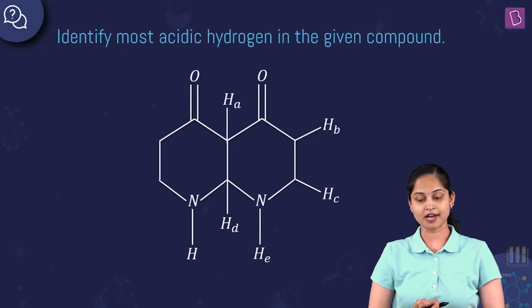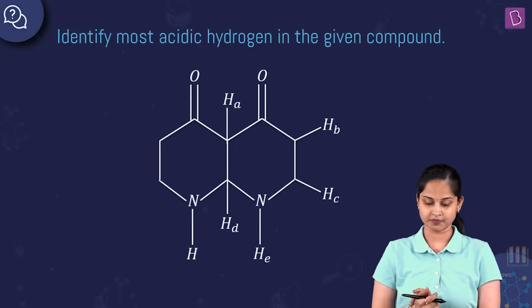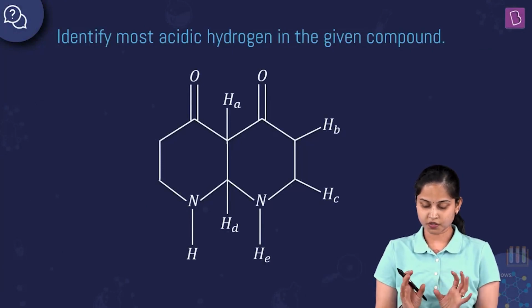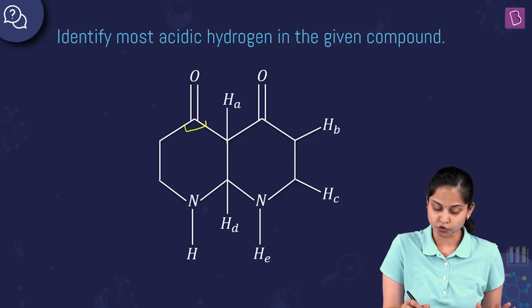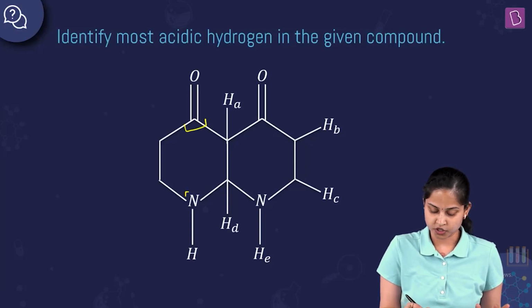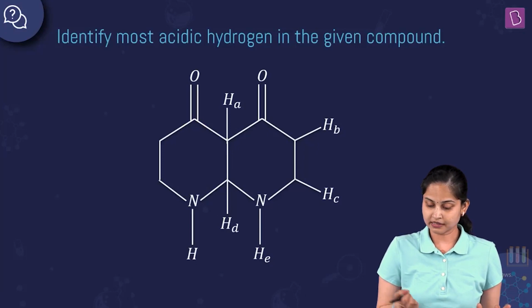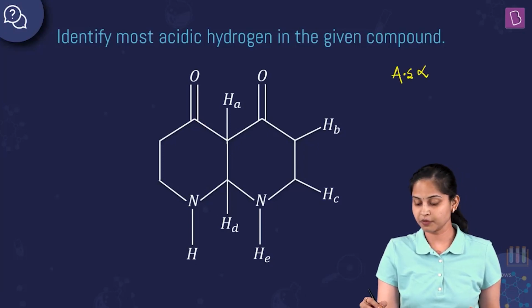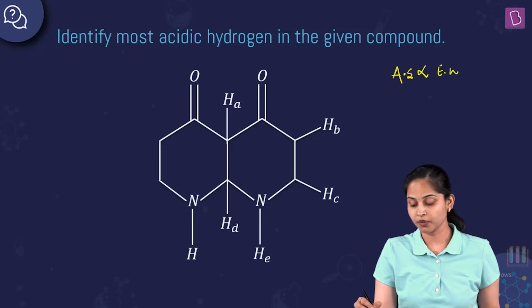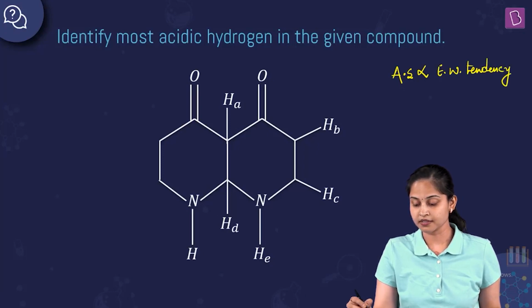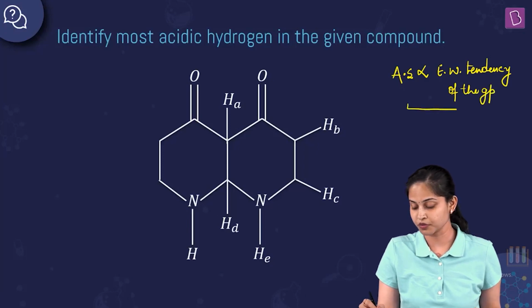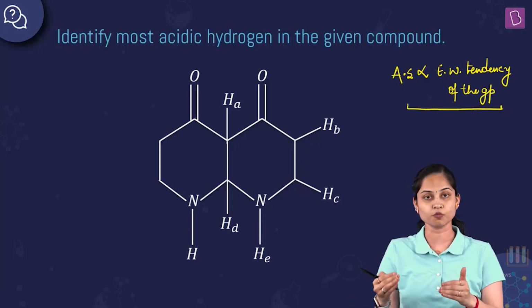Identify most acidic hydrogen in the given compound. Okay. What we are seeing over here is that initially there is the presence of two groups, C double bond O and NH group present. Okay. So basically acidic strength is directly proportional to the electron withdrawing tendency of the groups present.